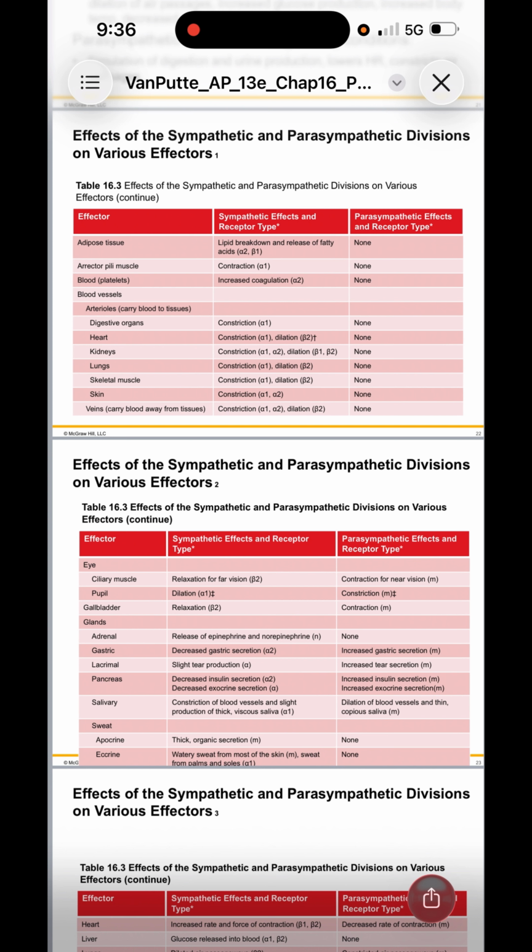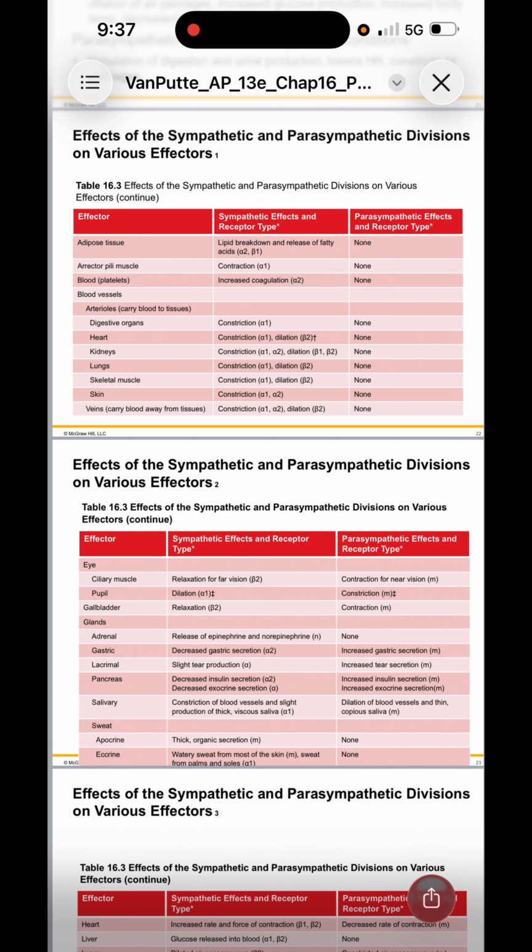Effector, arterioles, which carry blood to tissues. Effector, digestive organs: sympathetic, constriction, alpha 1; parasympathetic, none. Effector, heart: sympathetic effects and receptor type, constriction, alpha 1; parasympathetic, none.